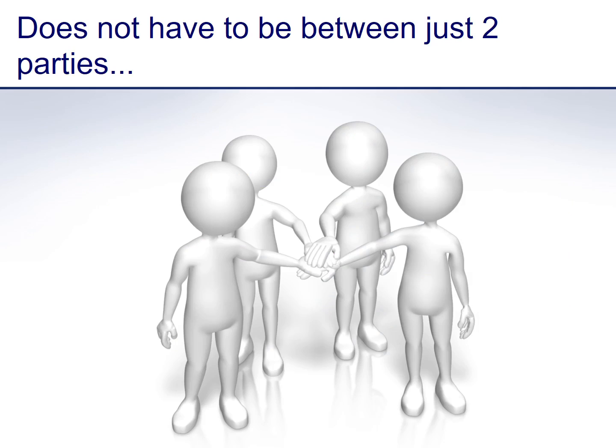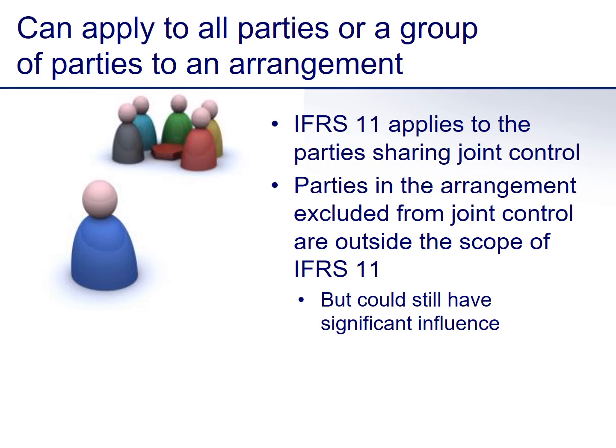It doesn't just have to be between two parties. You can have joint control between multiple parties. There's no limit imposed in the standard in terms of how many parties would be able to share joint control. And likewise, it doesn't have to apply to everybody in the arrangement. You could have an arrangement whereby there are perhaps 4 or 5 investors, but the arrangement is structured in a way that 2 of the investors have to vote together to get any relevant decision made in terms of this particular arrangement. Under those circumstances, the 2 parties that must act together would share joint control.